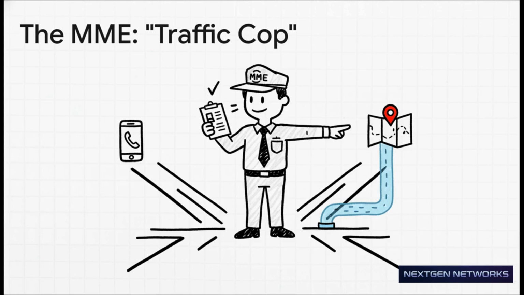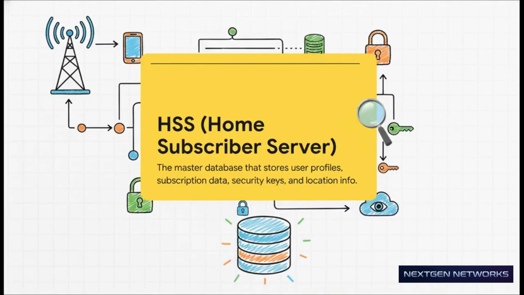It checks your ID, tells the network to build a data-gated data pipe just for you, and it keeps tabs on where you are so it can route calls and data to you. But wait, how does the MME even know who you are? Well, it has to ask the HSS, or the Home Subscriber Server.